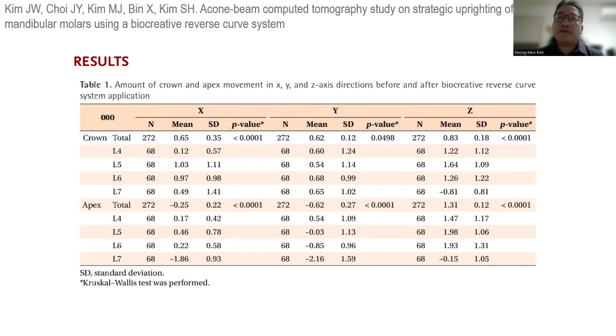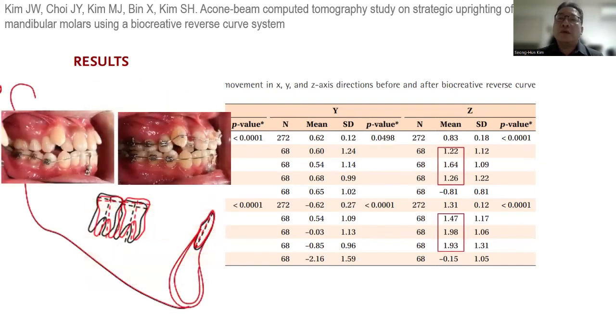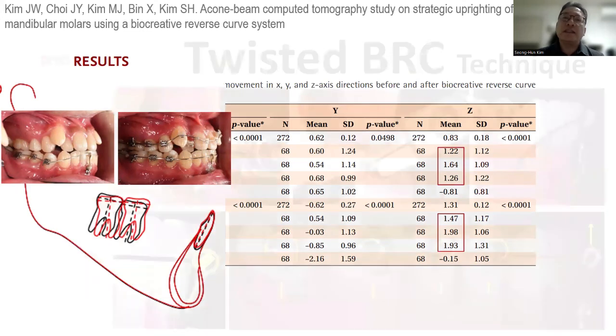After the BRC treatments, all the crown and apex points moved in X, Y, and Z axis directions, showing the directional tendency for each tooth. Looking at the change in Z-axis, only the second molar was intruded, and the rest of the teeth were rather extruded.